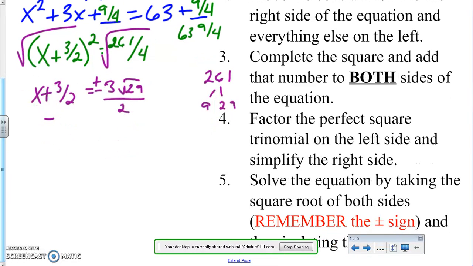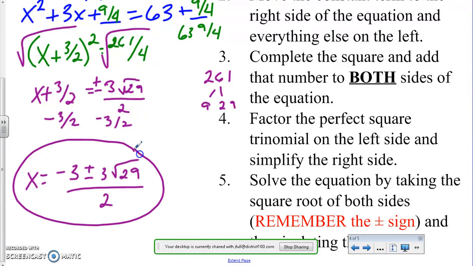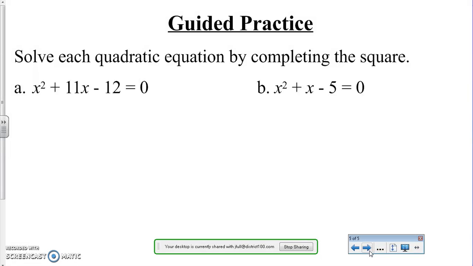I apologize, my board is not working in that one spot. So when I do that, I get negative 3 plus or minus 3 square root of 29. And then both of those were over 2, so we're going to make the whole fraction over 2. Okay, final answer. Again, this is not the ideal method in this situation, but you can still use it.